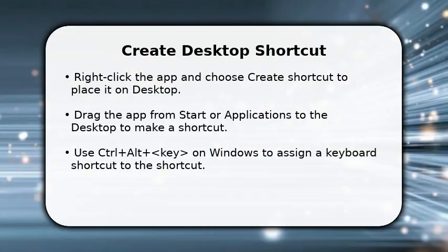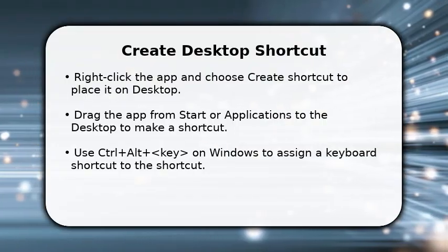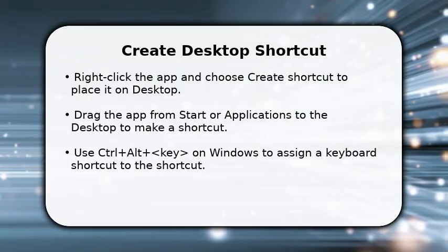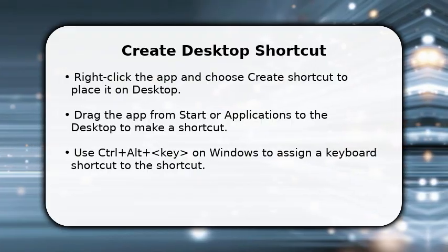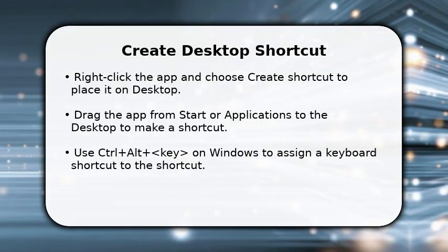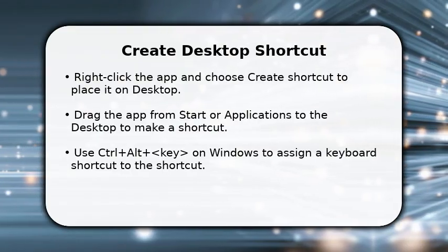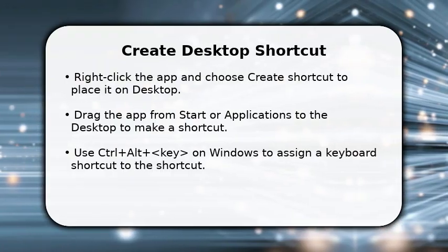I will show how to create a desktop app shortcut on Windows and Mac OS step by step. On Windows, open Start and find the app you want a shortcut for. Right-click the app and choose Create Shortcut to place it on the desktop. Alternatively, drag the app from Start to the desktop and drop it to create a shortcut.